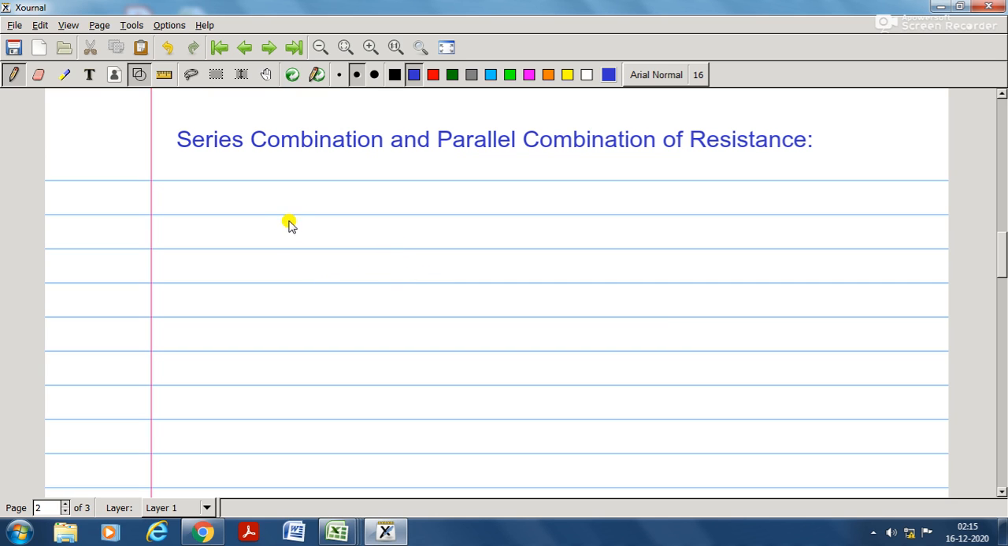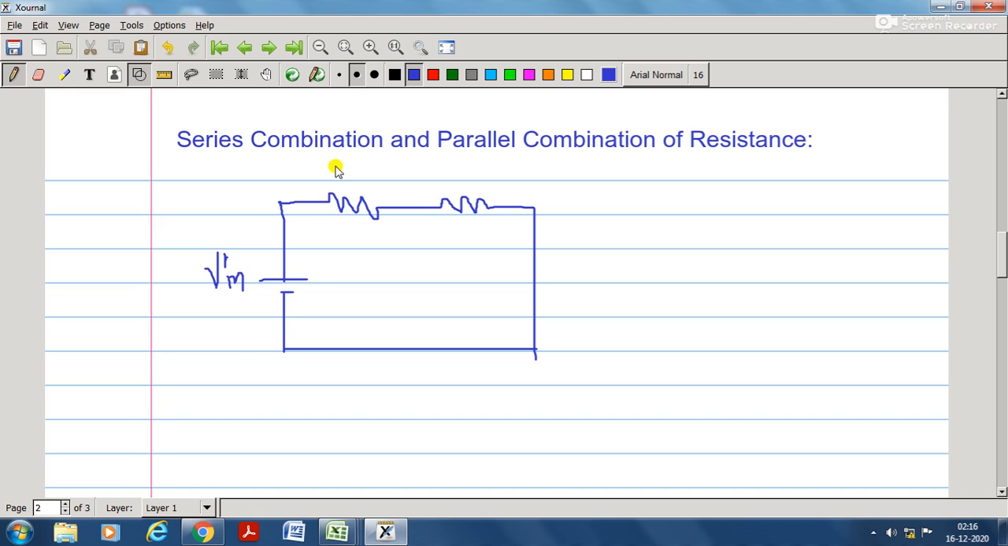Resistances are said to be connected in series if the same amount of current flows through the resistors. So for example, if we take a case where two resistors are connected in series with a voltage source, one is R1 and another is R2, and those two resistors are connected in series. Now V in is a voltage source, and the first resistor is R1 and the second is R2.